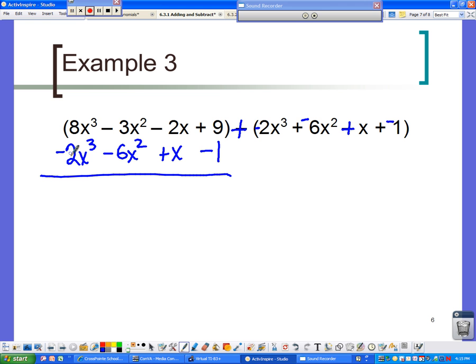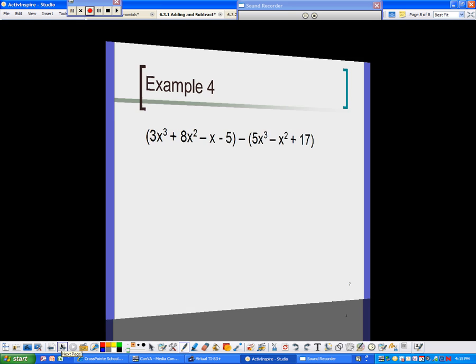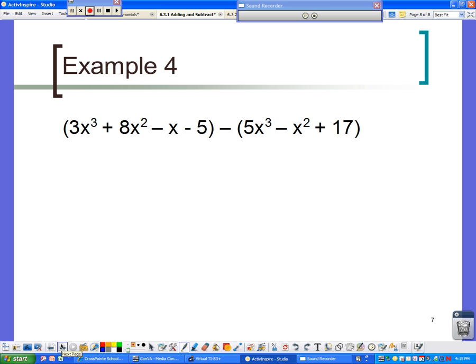Okay? So 8 and negative 2 gives me 6x to the third. Negative 3 and a negative 6 gives me negative 9x squared. Negative 2 and a positive 1 gives me negative x. Positive 9 and negative 1 gives me 8. Okay, and there's your answer. So go ahead, next one, let's make this a you try. Go ahead and pause the video at this time and see if you can do this one on your own.